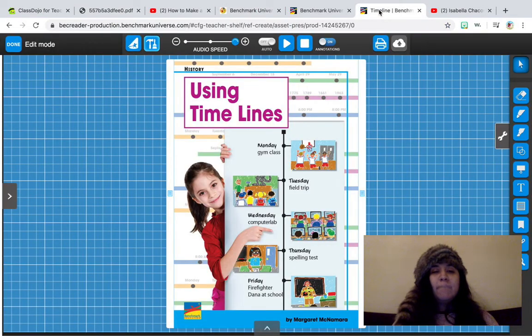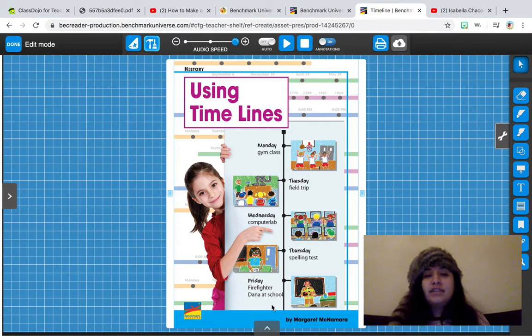So, if you're wondering, Miss Chacon, what's a timeline? Well, a timeline is something like this. You see this line right here? This line is telling time. Now you may say, there's no numbers on this. Well, timelines can have actual times. It can say 8 o'clock, 9 o'clock, 10 o'clock, 11 o'clock, 12 o'clock. Timelines can have years, so it can say in 2005, 2006, 2007, 2008. It can say that. Timelines can say days.